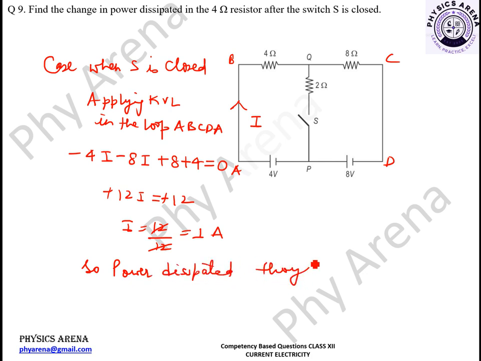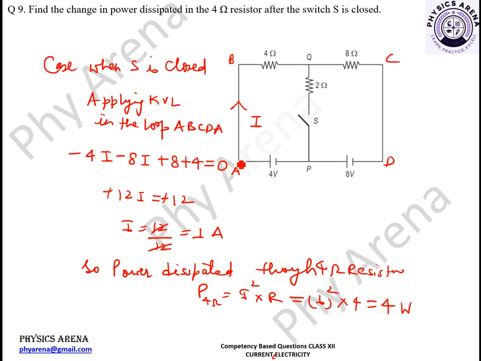So power dissipated through the 4 ohm resistor, P across 4 ohm, will be equal to I square into R. I is the current flowing through the 4 ohm resistor, that is equal to 1 ampere, and we have to multiply the square of it with 4 ohm. That is equal to 1 square multiplied by 4. It will be equal to 4 watt. So when switch S is open, 4 watt is the power dissipated through the 4 ohm resistor.